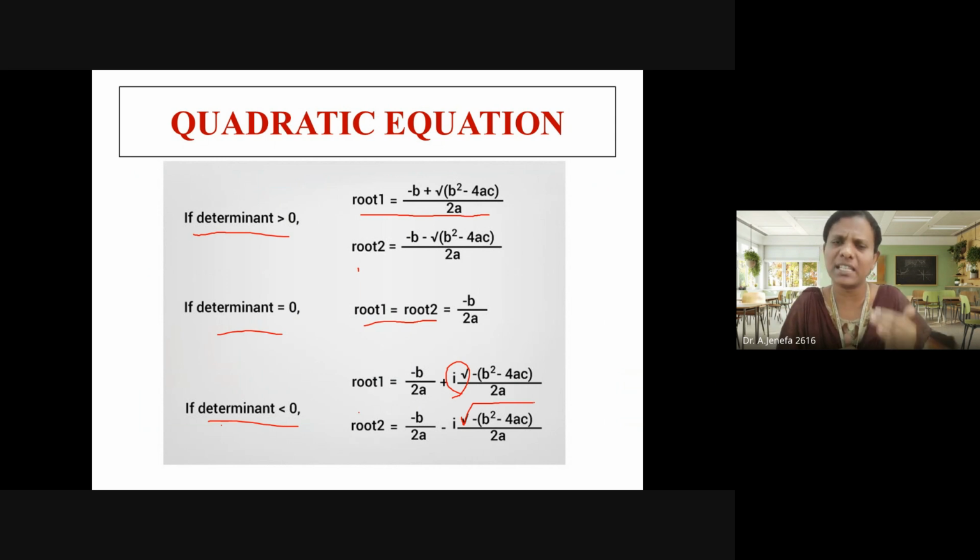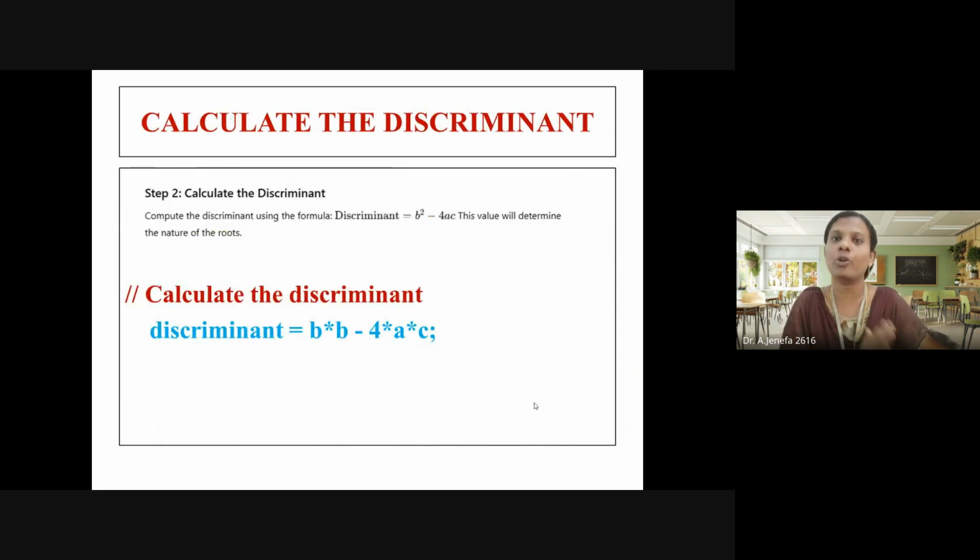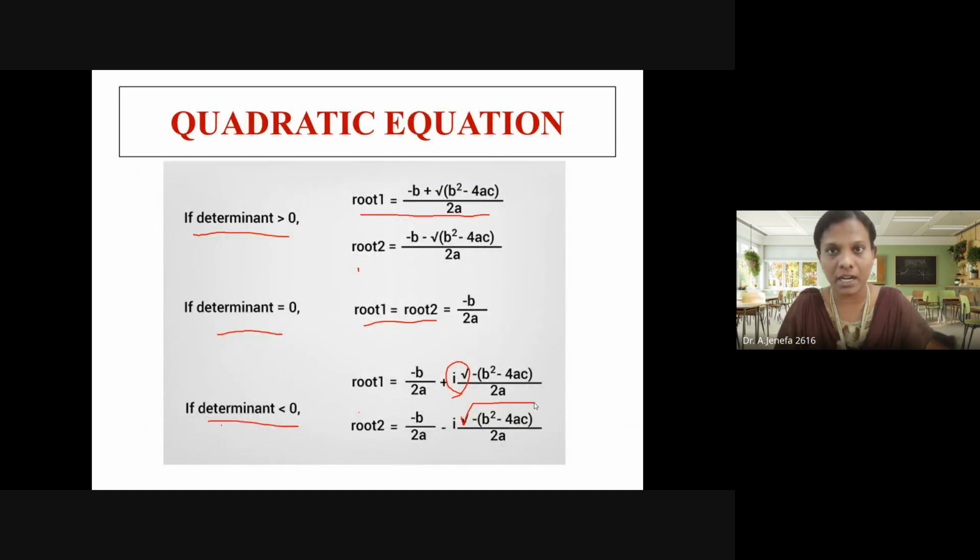Before checking these three conditions, we should calculate the determinant value. What is the formula to calculate it? As you can see on this line, determinant equals b square minus 4ac. After we calculate b square minus 4ac, we check these three conditions: what has to be calculated if the determinant value is greater than 0, equal to 0, and less than 0.